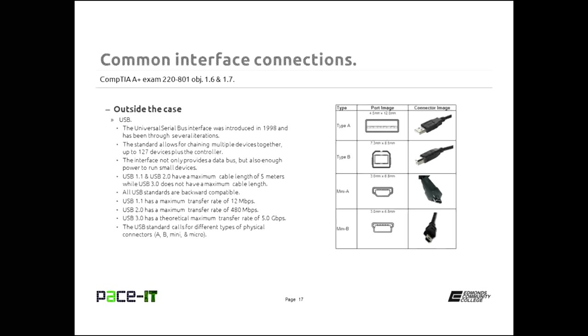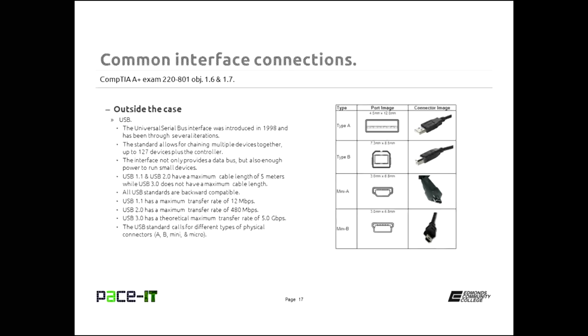USB 3.0 has a theoretical maximum transfer rate of 5 gigabits per second, or 500 megabytes per second. It leaps and bounds faster than USB 2.0. Now, it does use a different style of cable, but the USB 3.0 port on the PC or a laptop is backwards compatible with USB 2.0 and 1.1.